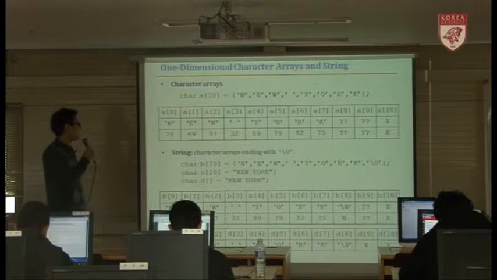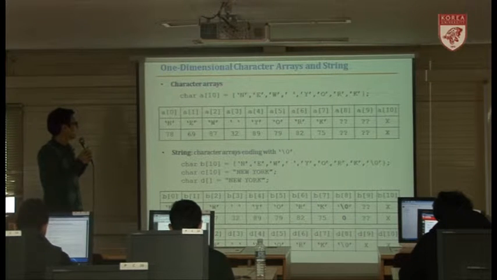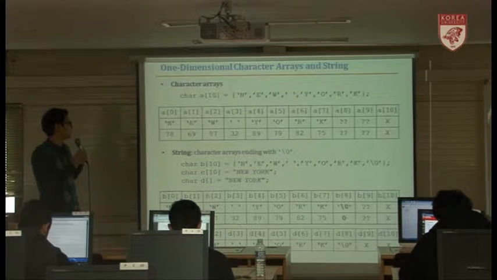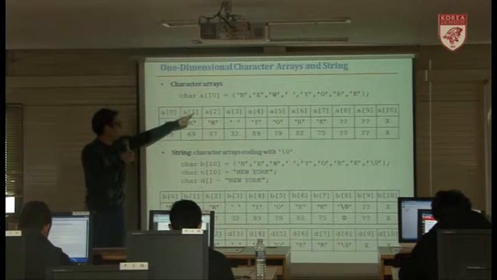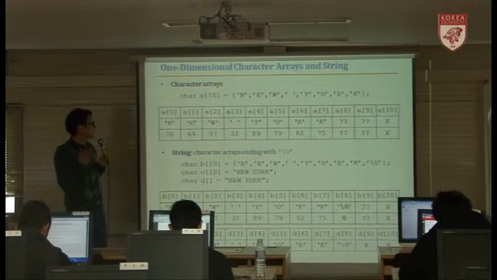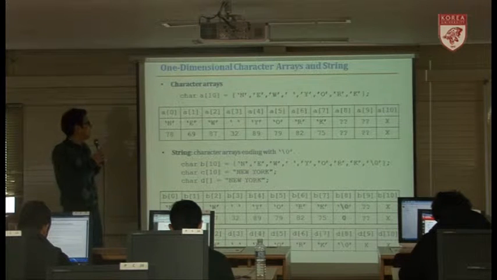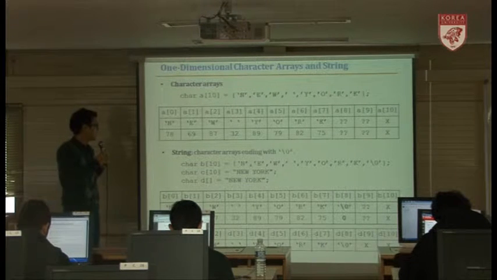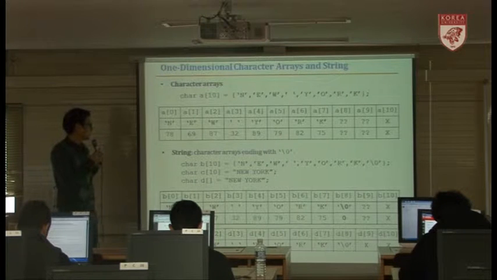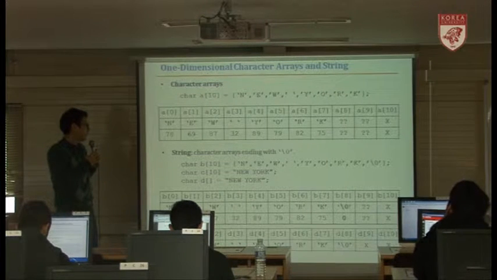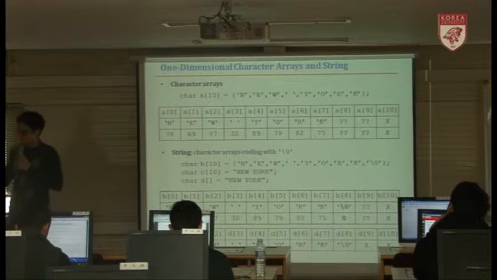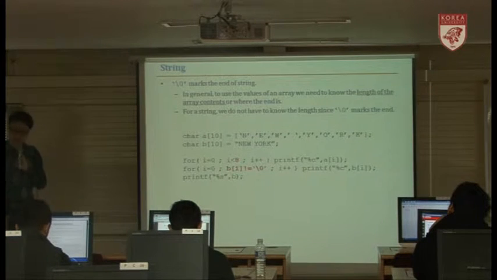What are character arrays and strings? A character array reserves multiple spaces for character variables. If we declare a character array a[10], that means we reserve 10 spaces for character-type data. But importantly, a string is a character array that ends with the null character \0. That null character marks the end of a string.